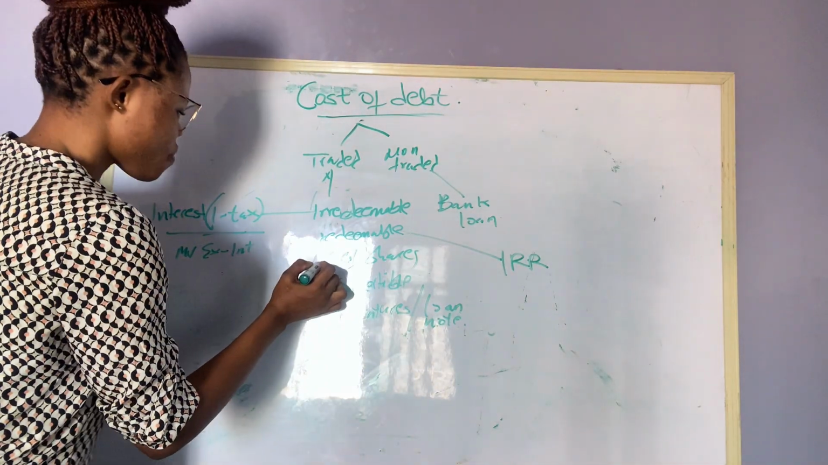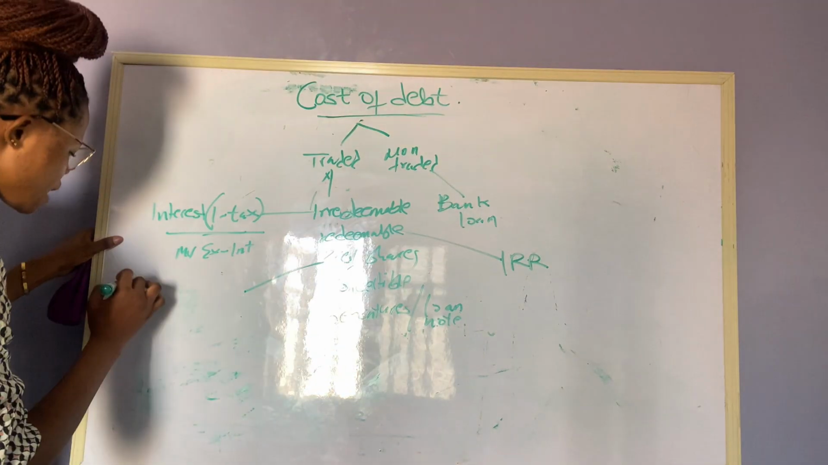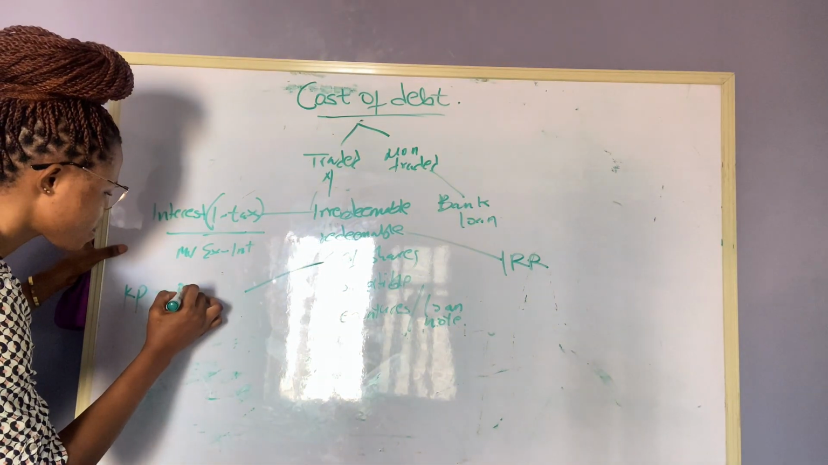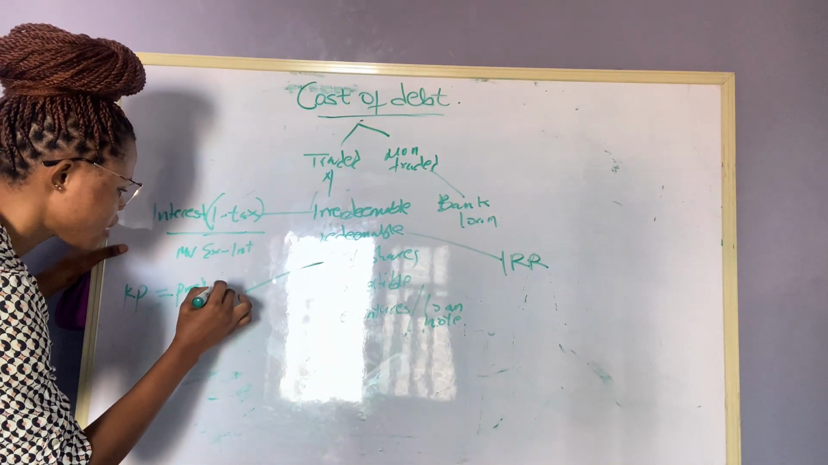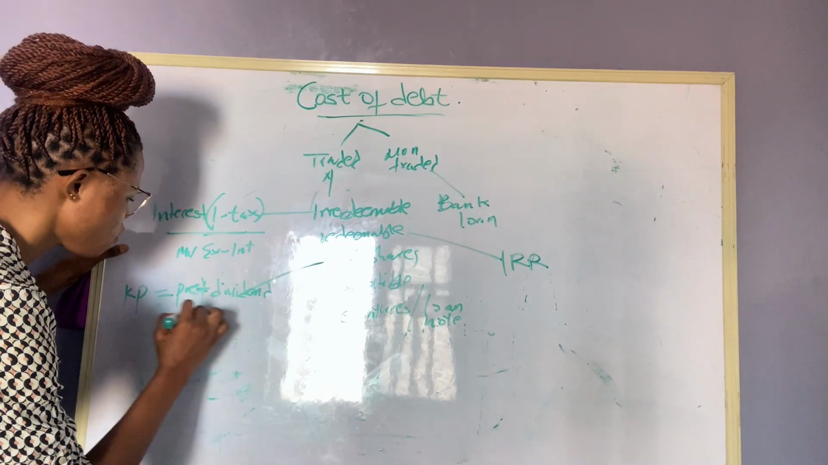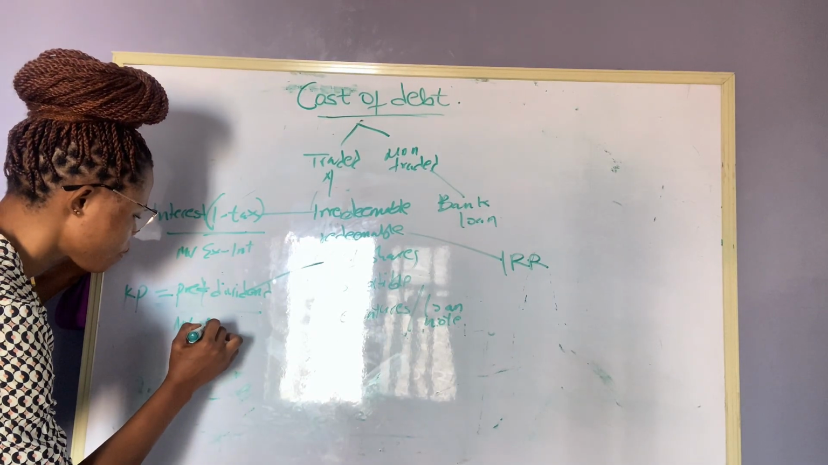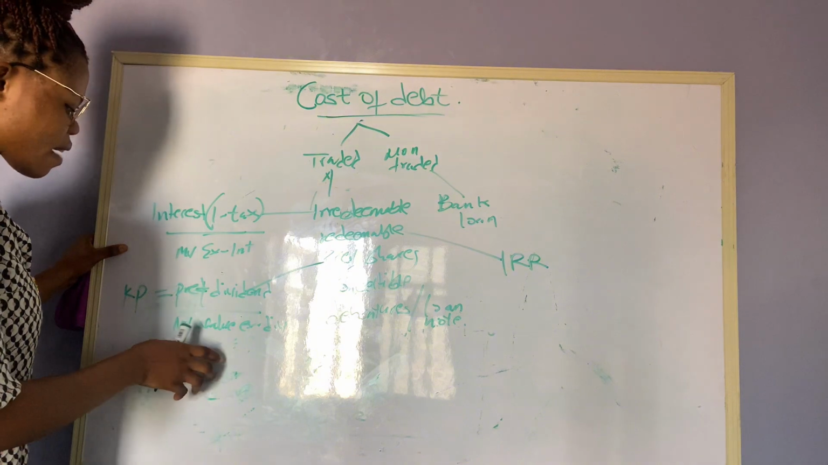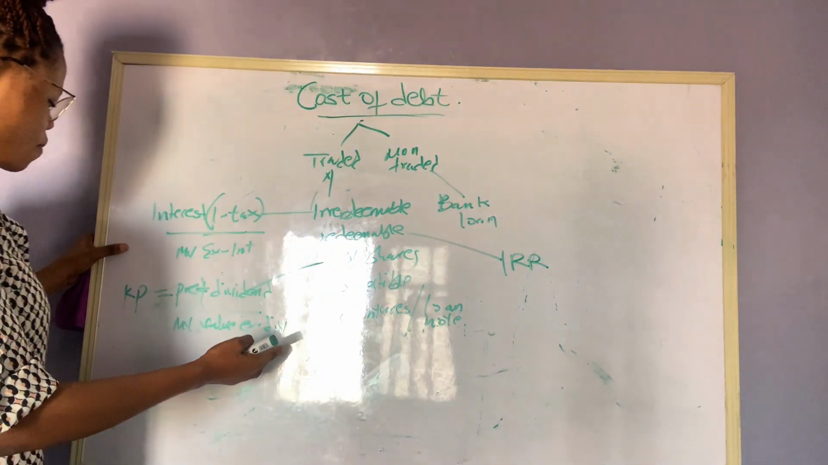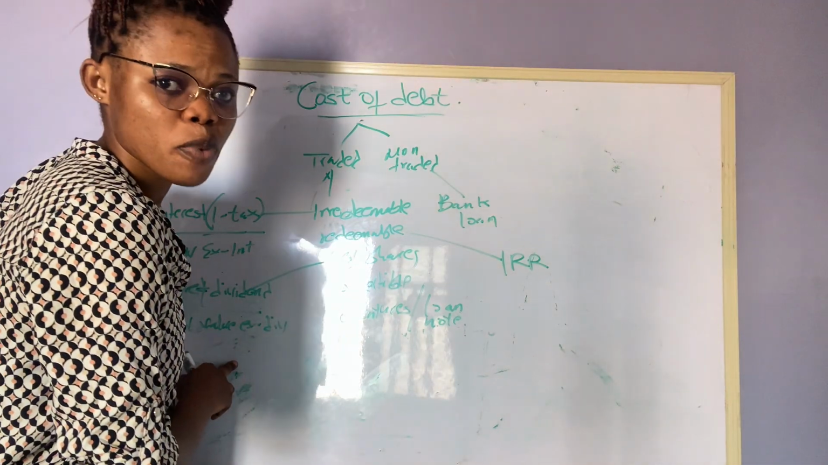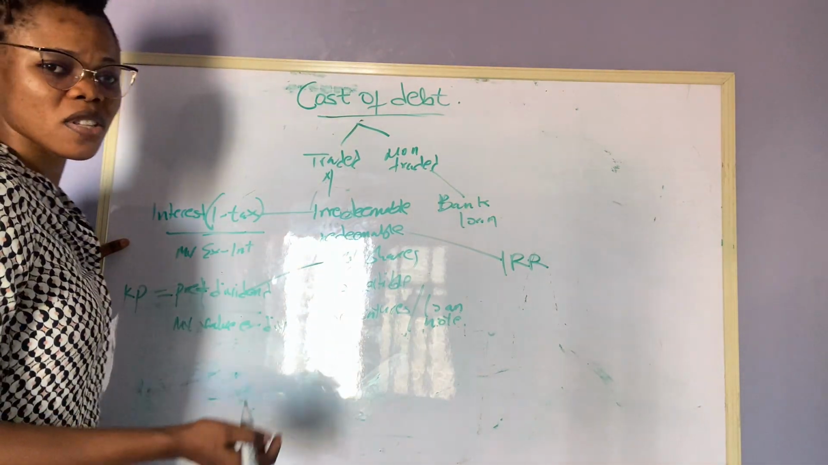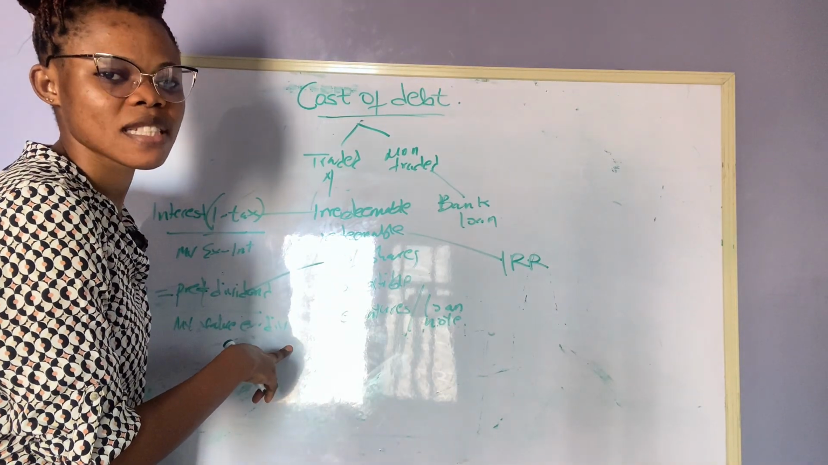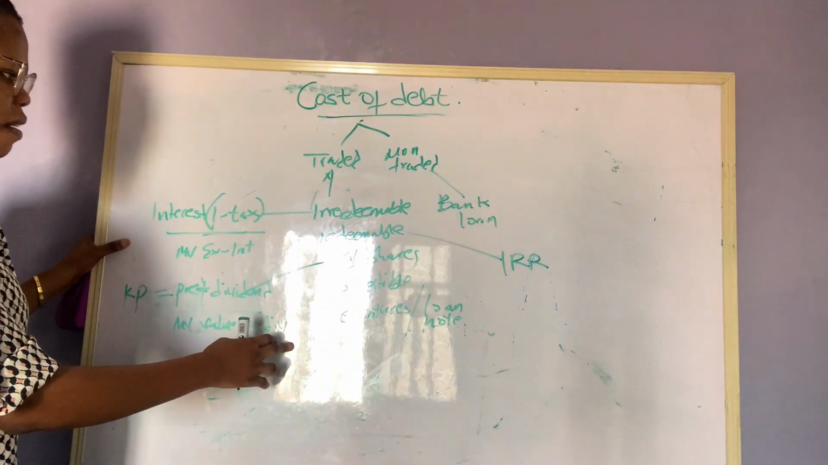Then, of course, preference shares as well. The formula is Kp equals preference dividend all over market value ex-dividend. You understand? Ex-div, that's after the dividend has been deducted. Kp stands for cost of preference shares. The preference dividend is the one given in the question. The market value ex-div is the market value after the dividend has been deducted. So that's the formula for that.